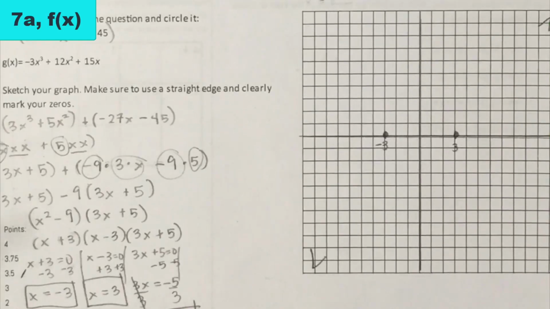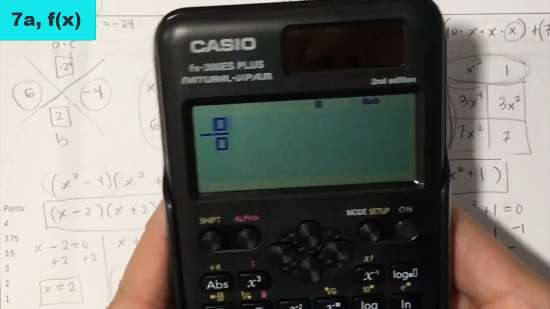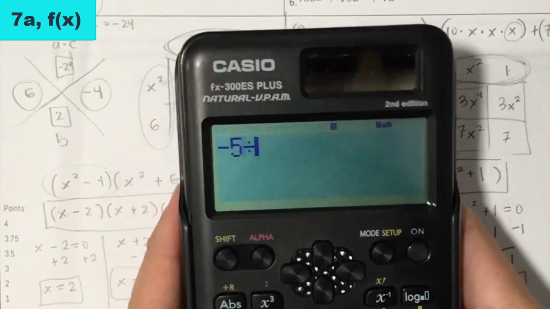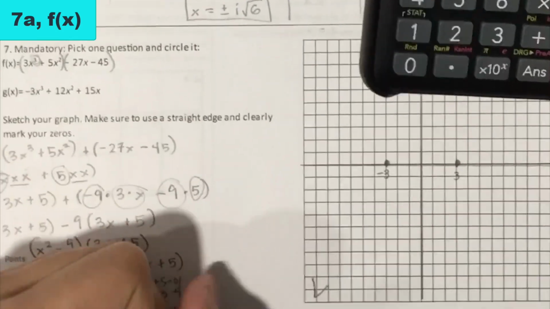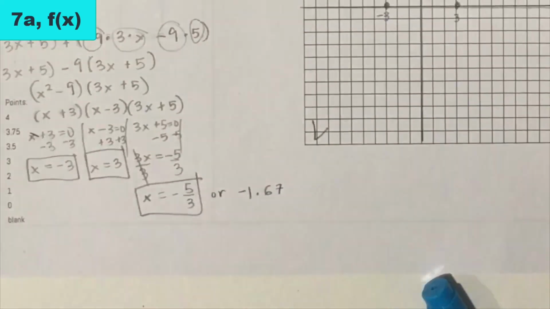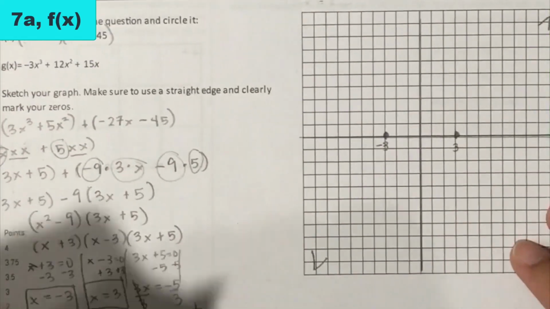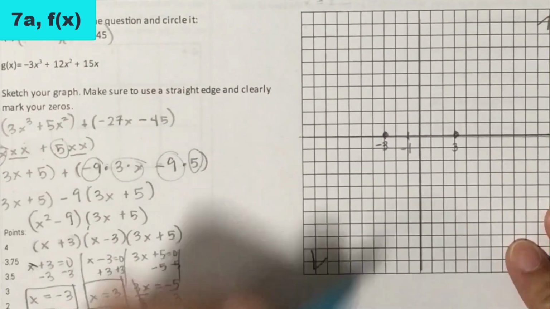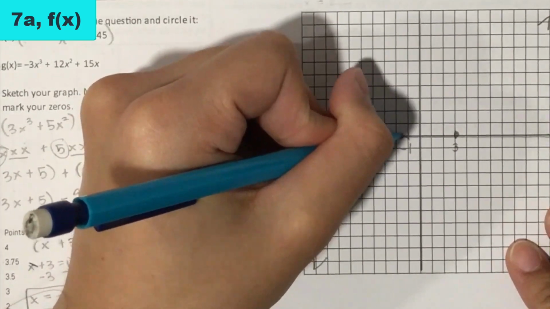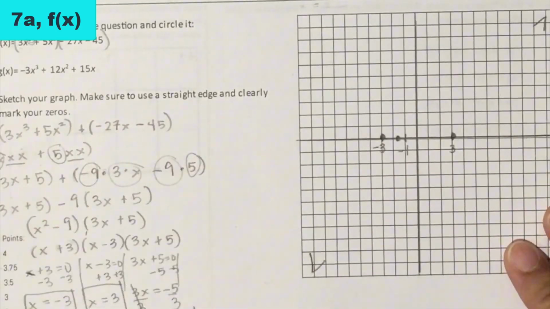And -5 over 3, if it's hard to visualize, you can divide -5 by 3 and you get -1.6 or -1.67 maybe. And so we know that -1 is here, and 0.67 means it's around here, between -1 and -2.